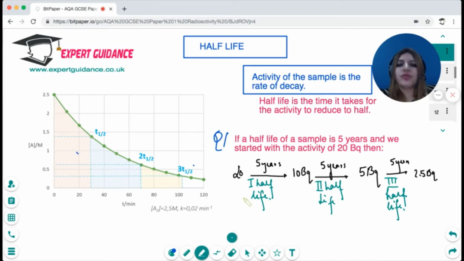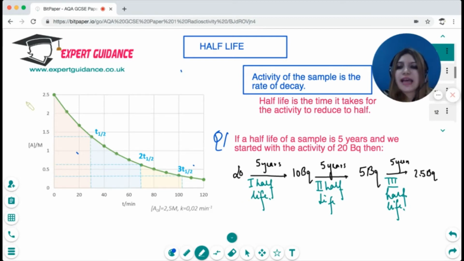A numerical question would be: if the half-life of a sample is 5 years and we started with an activity of 20 Bq, then in 5 years, the activity will be 10 Bq. In another 5 years, it will be 5 Bq. And in another 5 years it will be 2.5 Bq. That is, in 15 years from 20 Bq it becomes 2.5 Bq.